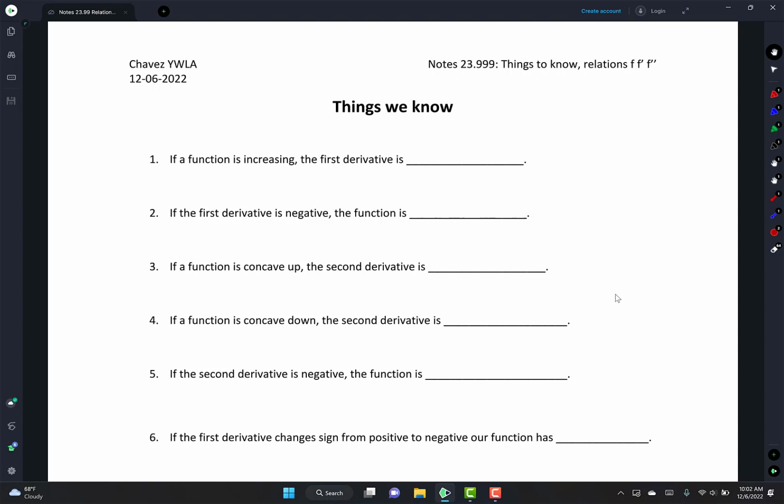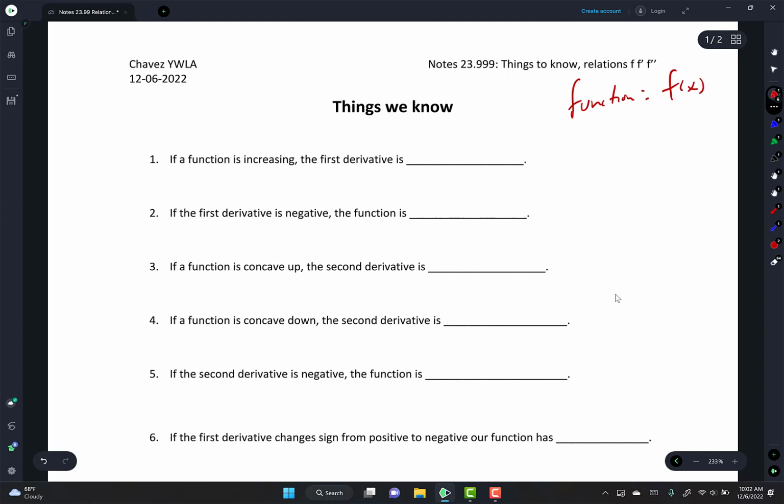All right. If a function, so we're talking about a function. When I say function, we're literally talking about f of x. When it says first derivative, they're talking about f prime. When they say second derivative, they're talking about f prime prime. Cool? If a function is increasing, the first derivative is positive.